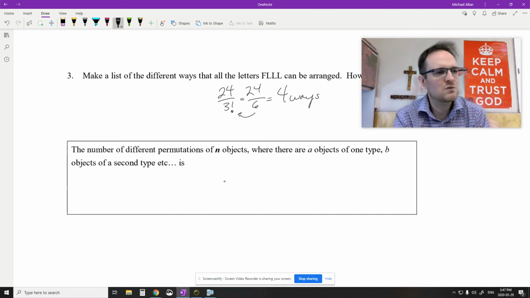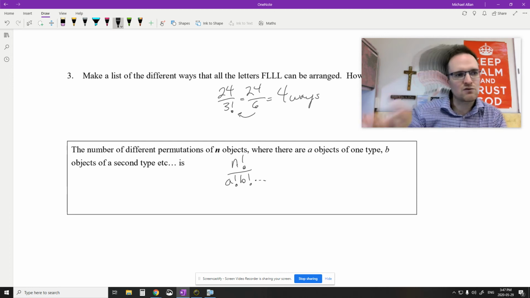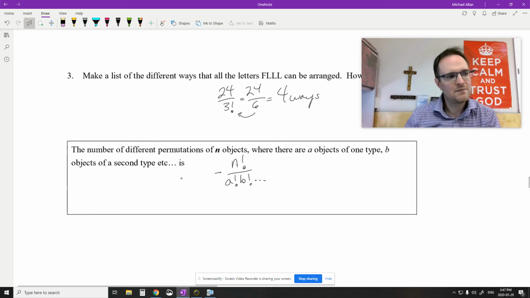When we do these ones, we simplify them down where we have n factorial ways of doing everything, which is the same as, say, 4 factorial. And then we divide by A factorial, B factorial, dot, dot, dot, of all the different repetitions there, okay?